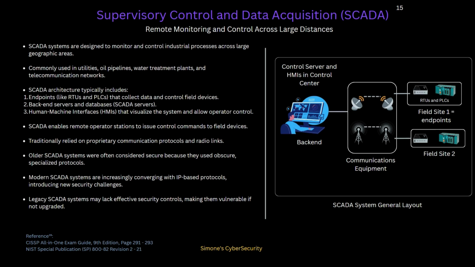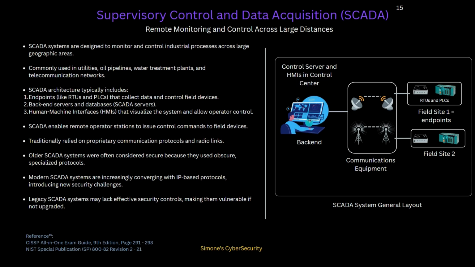A SCADA architecture generally consists of 3 to 4 main components. On the slide, I'm showing you the general layout of the SCADA system, where you have endpoints in the form of remote terminal units and PLC controllers, which collect field data and control some devices, and then feed it back to the backend servers that are sitting here.